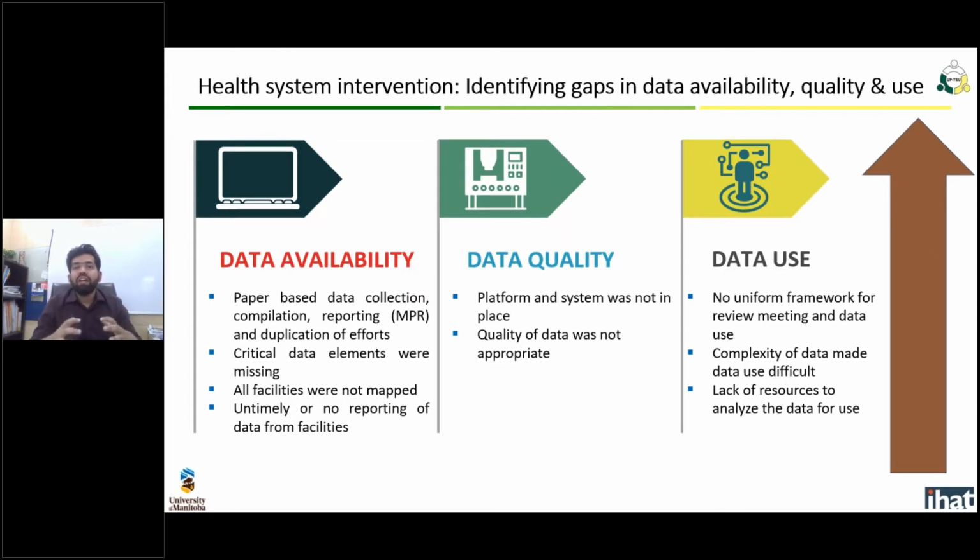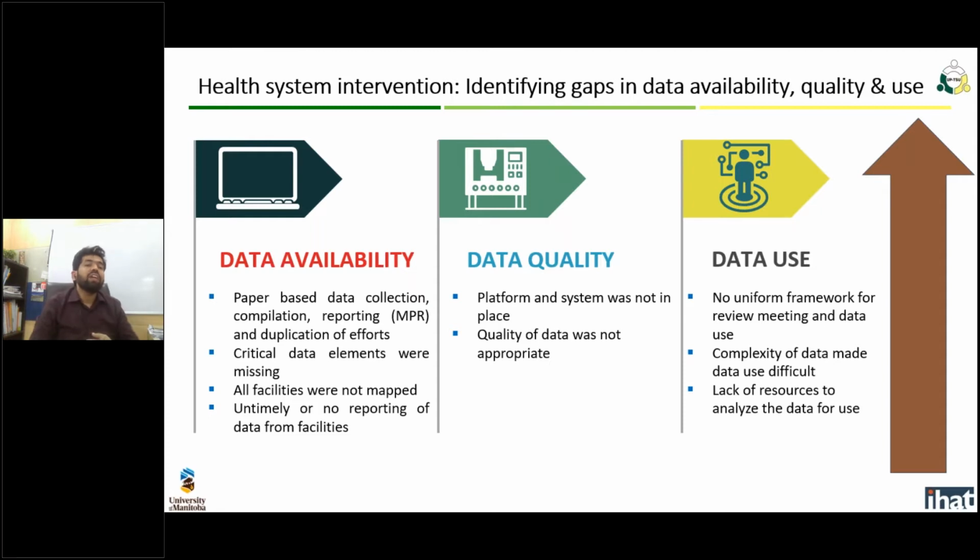how the system actually exists in the state of Uttar Pradesh. And we tried to categorize the gaps into three different categories: data availability, data quality, and data use. We saw that these three are the major buckets where we actually found the gaps. So in terms of data availability, we saw that there was a lot of paper-based reporting. We called it the MPR. Every month there are 30-40 reports which districts used to report to the division and the state. So this was a huge set of reports existing in the system, and it was all paper-based reporting.